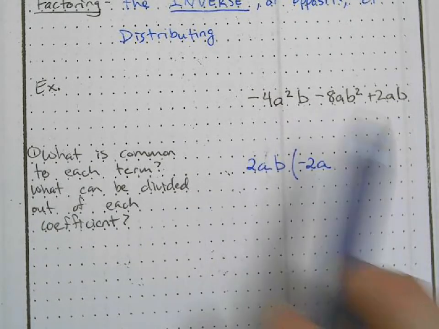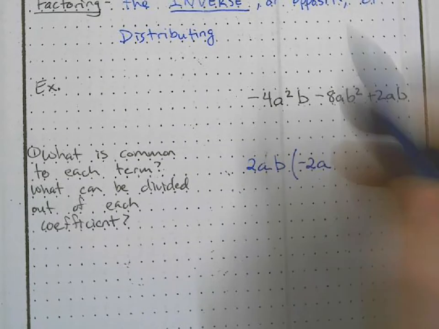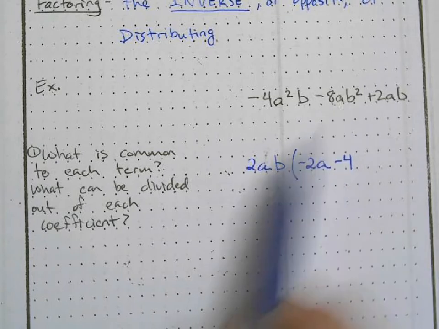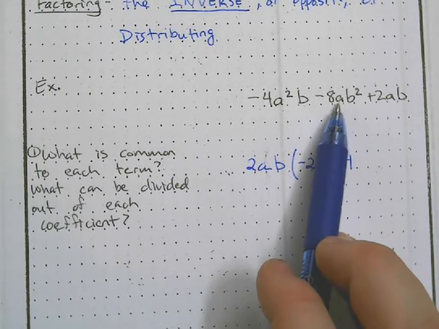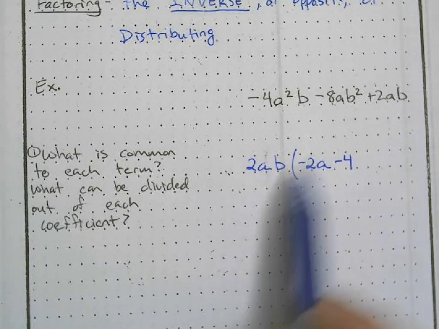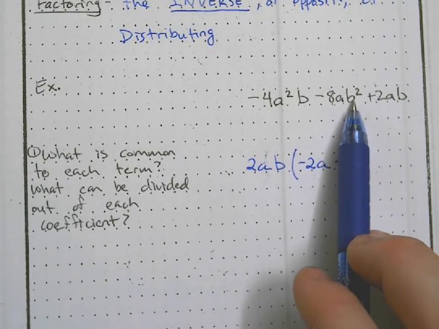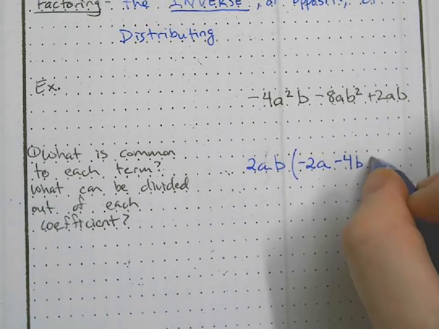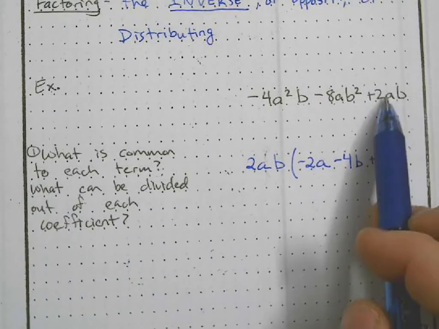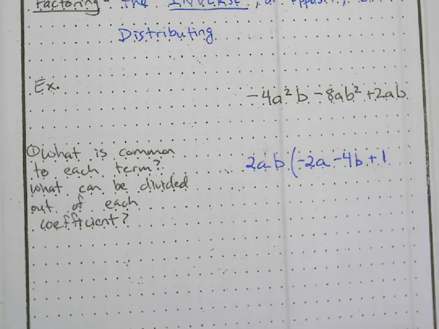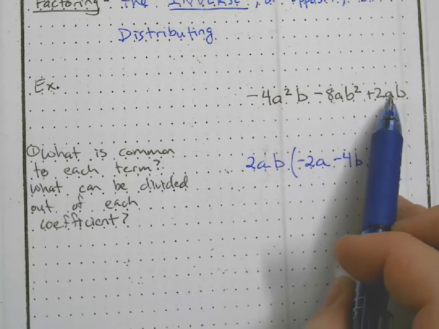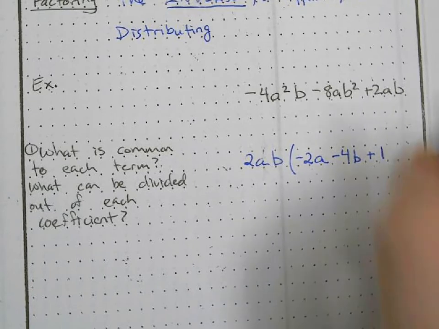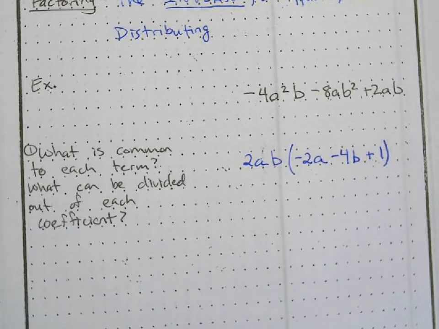Now we can move on to our next term. So negative 8 divided by 2 will be negative 4. I took the 1a out. I've already factored that out, so that a is now gone. And then I'm factoring out the b from the b squared, so that leaves me with 1b left. Now plus, and I'll do my dividing of coefficients. 2 divided by 2 is 1. And then I factored an a out, so that a is gone. And I factored the b out, so that b is gone, so I'm left with just 1. And that's factoring.